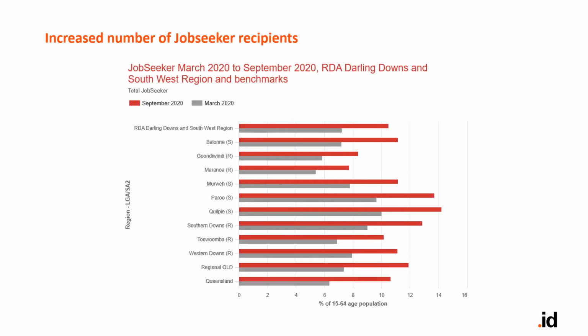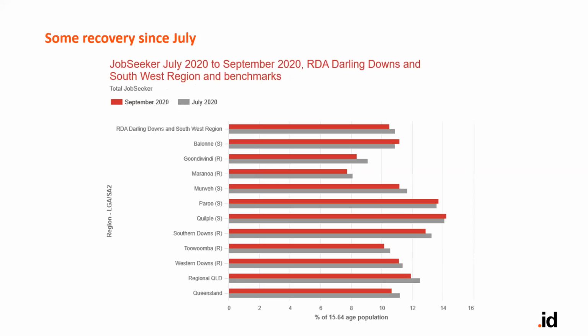Here's our increased number of job seeker recipients. So this is what happened when in March we found out that we had to adhere to these measures and people were laid off. There were people during that period that were laid off, and this is our increase from March to September of those people accessing payments. And we can see there was an increase straight away in the Southern Downs and in every other area across the region in terms of job seeker benefits. What we want to see is whether or not we've had some recovery since July, and we have had a little bit of recovery in the Southern Downs region. We can give you the actual numbers of how many people are on job seeker in your region.